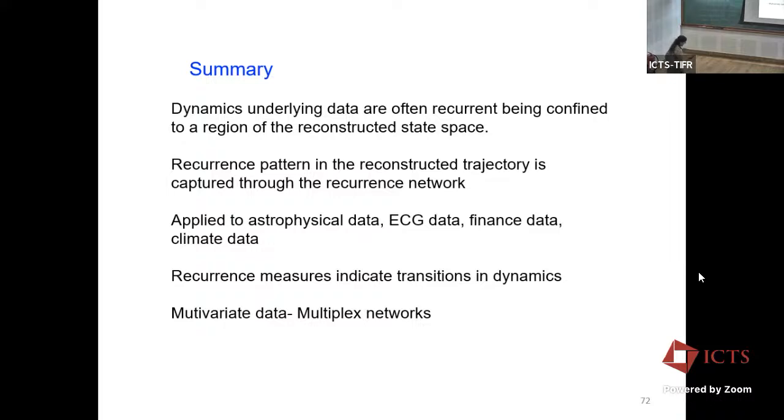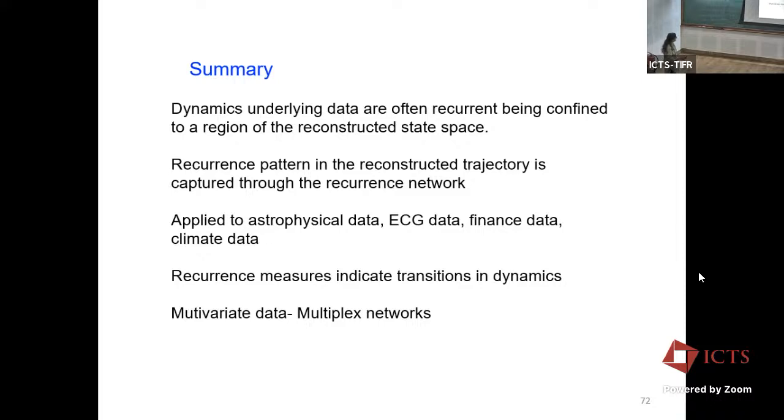I am in time, so let me summarize. We argued and established that there is a dynamics underlying every data, and this dynamics is recurring in time. So this recurrence pattern in the reconstructed phase space will give you some information about the underlying dynamics. This pattern is to be captured through some measures. Here we are mostly showing that for recurrence networks, and we have shown some applications.